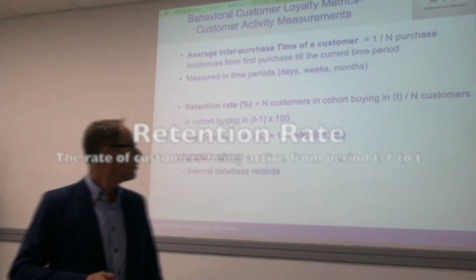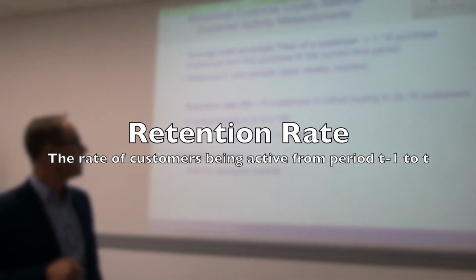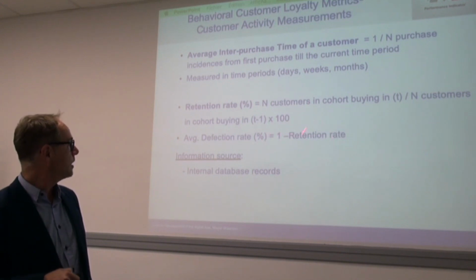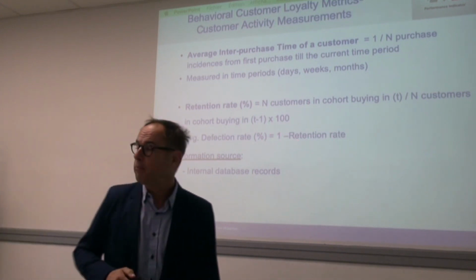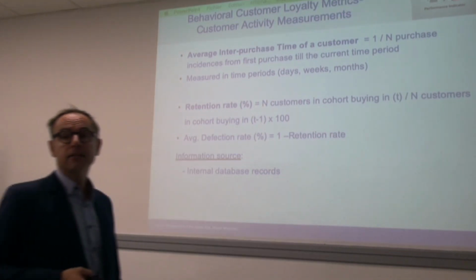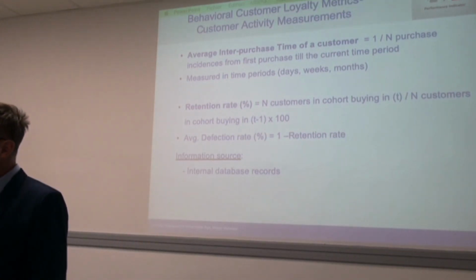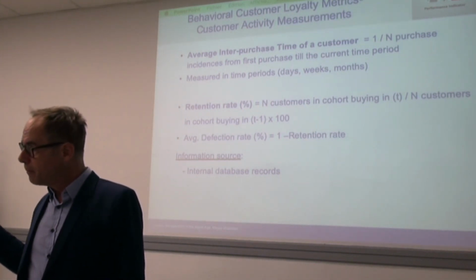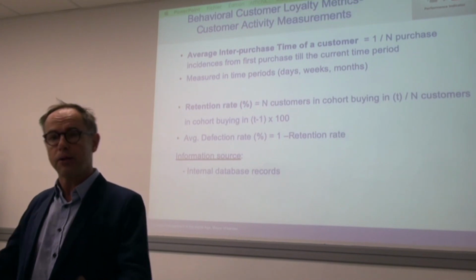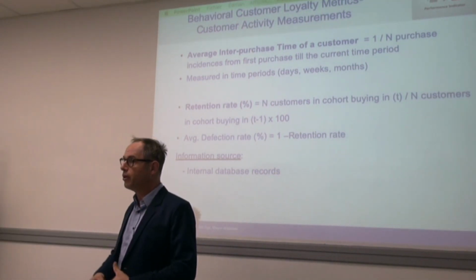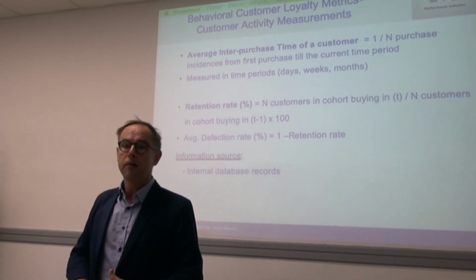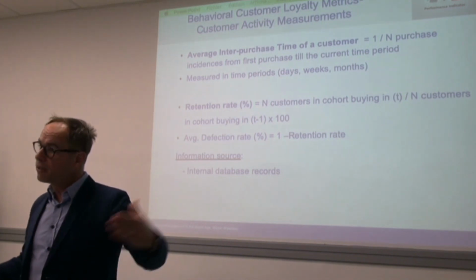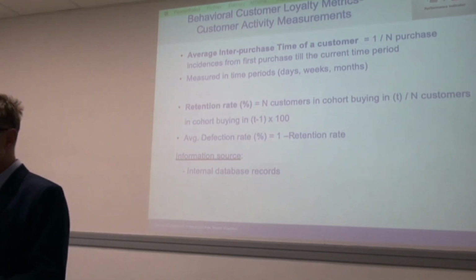The retention rate is the number of customers buying in T divided by the customers buying in T minus 1, and the defection or churn rate is 1 minus the retention rate. These records come from the internal database. Retention rate is the rate of customers who are still active in the actual period compared to the precedent period. In other words, you compare your customer portfolio and look at the customers active today versus the customers active in the precedent period. Up to you to define the time period.